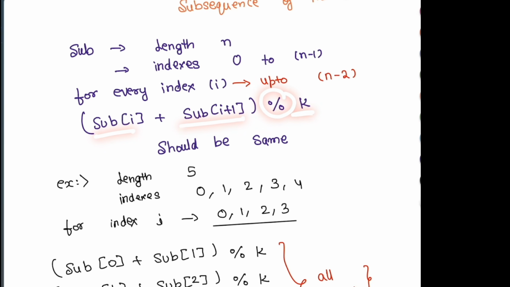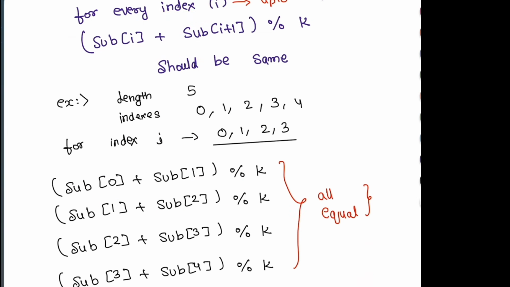So basically yesterday the question was very much the same, but this k was fixed, it was 2. Now this k is a variable, and that is why I am saying that yesterday's question was easy, today it is of medium level. So the condition is, for every index i in the given subsequence, the element at index i plus the element at index i plus 1, when you add these two elements and take a mod with k, for all these indexes i, this value will be the same.